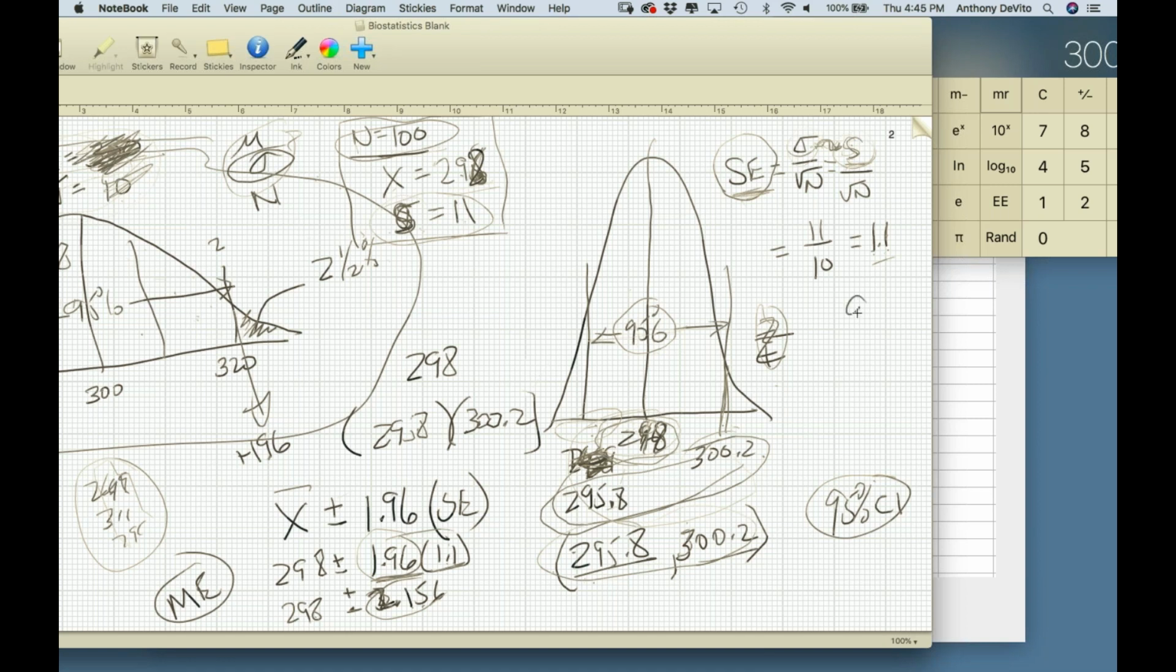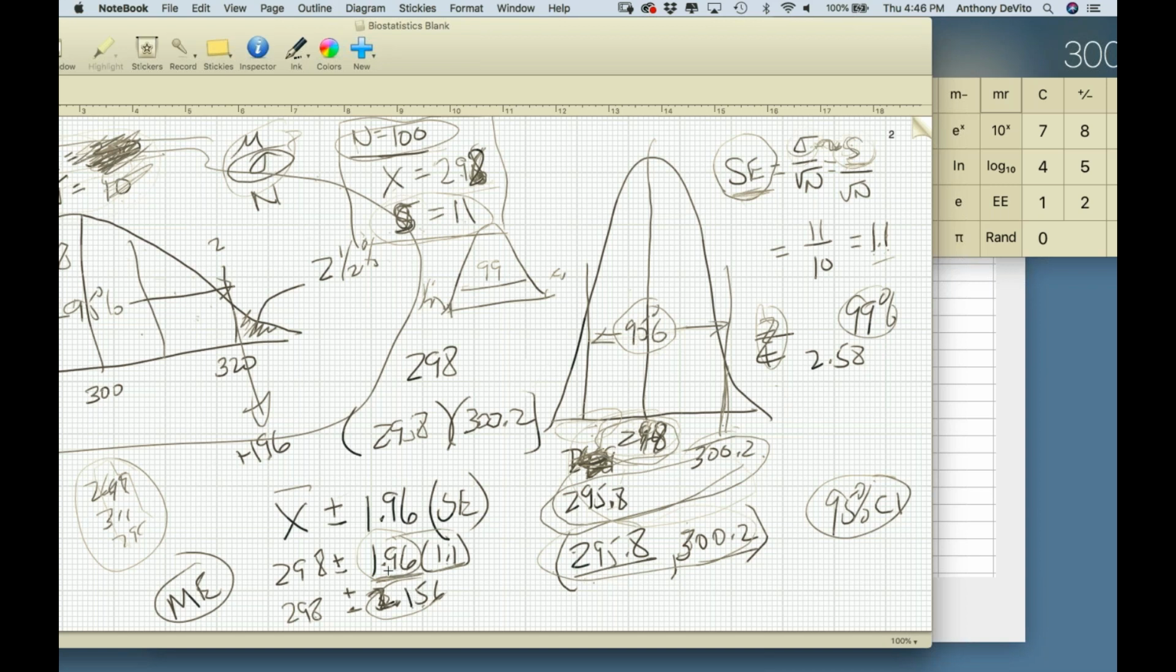If I wanted to be 99% certain, instead of using 1.96, I would use 2.58. And if I look up 2.58 on my Z table, you will see that it represents a situation where you only have 0.5% in this tail and 0.5% in this tail, meaning you got 99% of the possible results between 2.58 standard deviations below and above, and that would give you a larger margin of error.